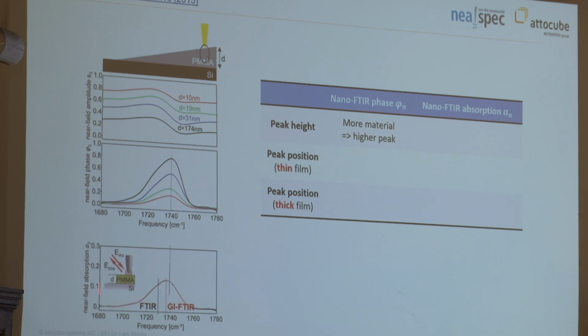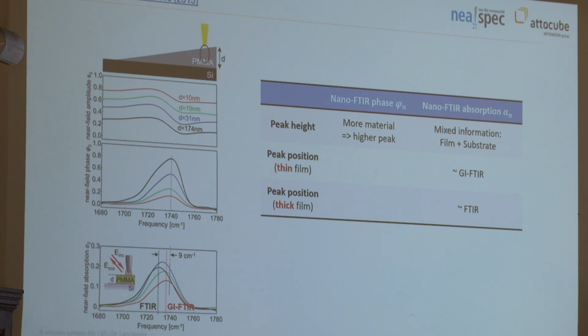If we do the same with the nano-FTIR absorption, this is shown here. We increase the film thickness, the signal goes up. We keep increasing the film thickness, and suddenly the peak goes down. So we no longer have the relation that more material gives a bigger peak. For the nano-FTIR absorption, it's more complicated, because somehow the substrate plays a role now when interpreting this. And then the next thing we can see: for thin films, the red curve here, we have a certain peak position, and for thick films, the black curve, we have a different peak position.